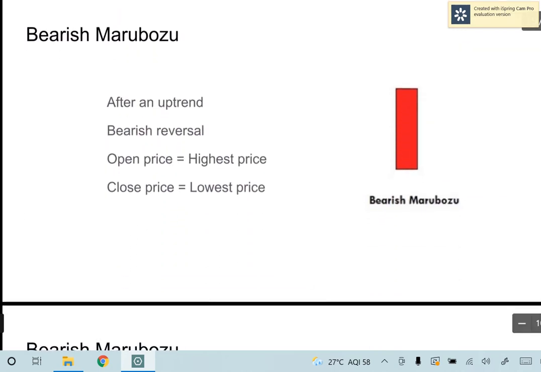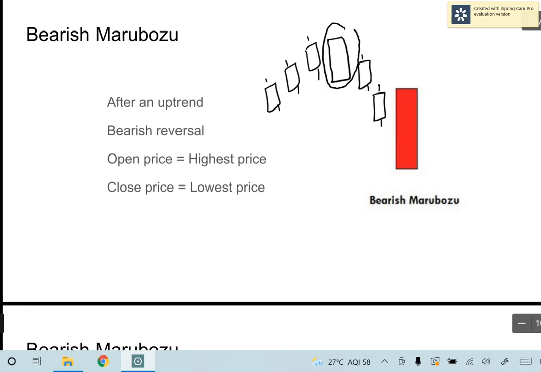Next, bearish Marubozu. What is bearish Marubozu? This bearish Marubozu candle will form after an uptrend. Look at this, consider this is an uptrend. Here the bearish Marubozu candle will form. After the bearish Marubozu candle occurs, the trend has reversed like this. So this bearish Marubozu candle indicates that the current uptrend is going to reverse to a downtrend.